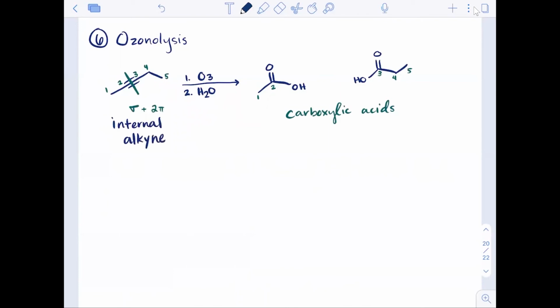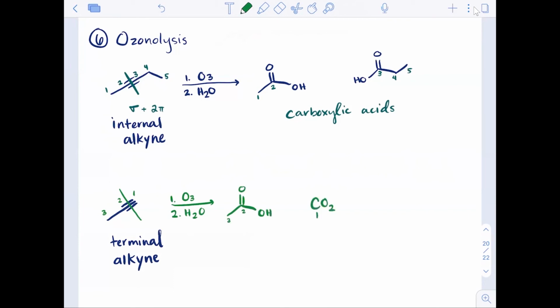The only difference for a terminal alkyne, the one at the end, is what happens to that final end carbon. So we'll count again, 1, 2, 3. With ozonolysis of a terminal alkyne, we again split everything apart. Carbon number 2 will make the carboxylic acid. Carbon number 1, because it's terminal, gets fully oxidized and it becomes carbon dioxide.